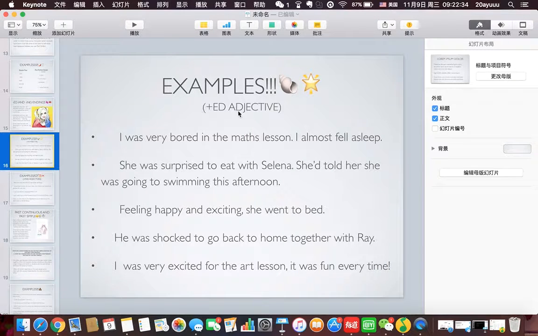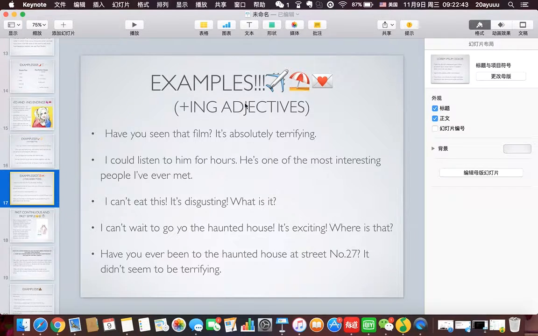This is our example of plus ed adjectives. And these are examples of plus ing adjectives. You can see through this 5.